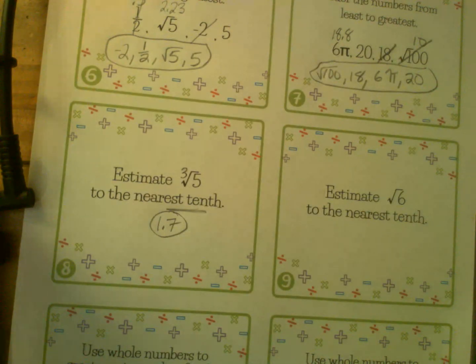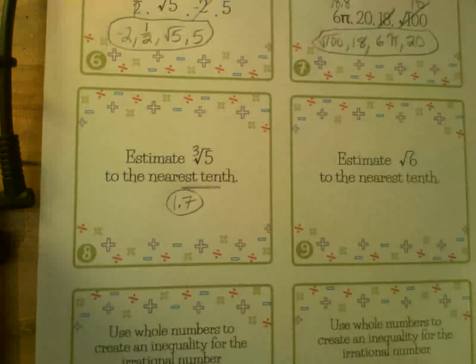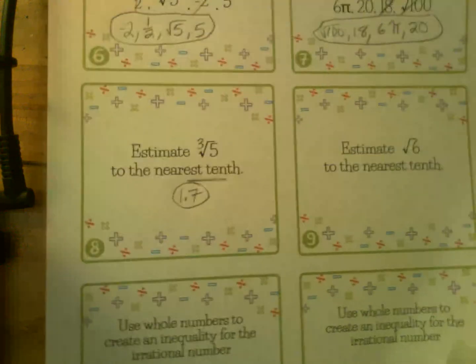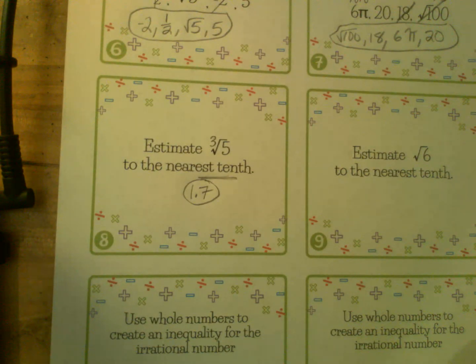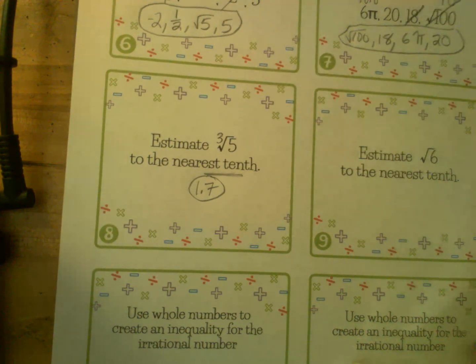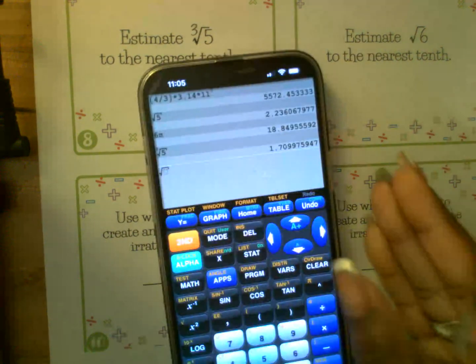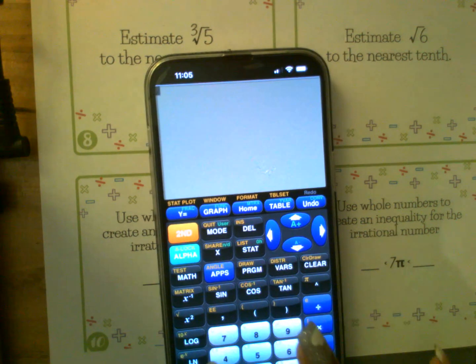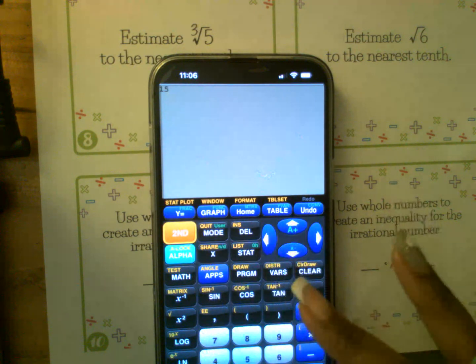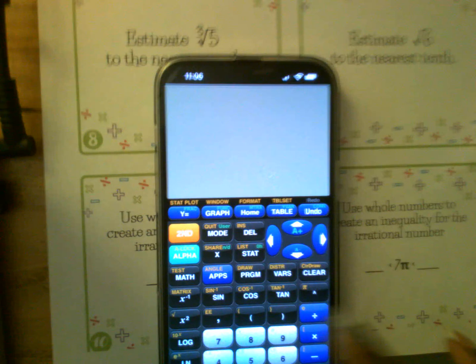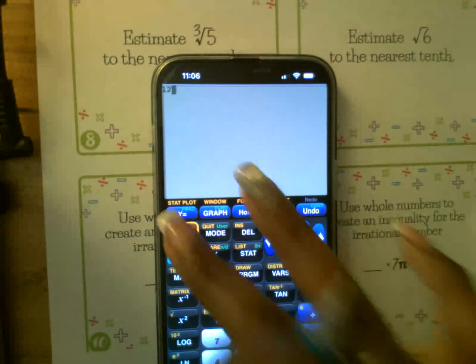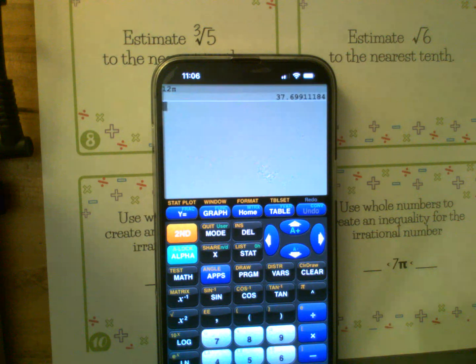All right. It says for this, use the numbers to create an inequality. Okay, for an irrational, use whole numbers to create an inequality. Okay, so what two whole numbers is this? It's saying primarily what two whole numbers is this in between. So let's type in 12 pi. Okay, remember, clear it. Type in 12. Pi is second caret key. Oops, I typed in 15. 1, 2. Then second caret key is pi, and press enter.